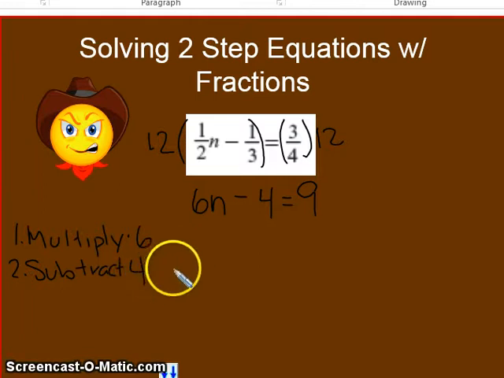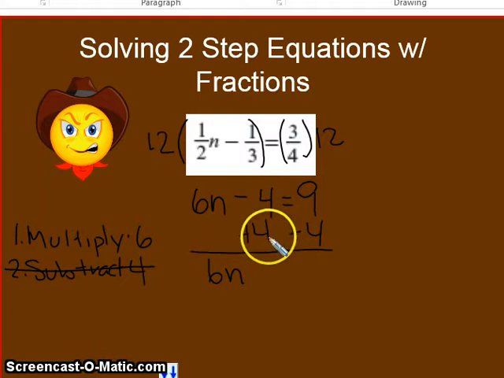So to solve this equation, I'm going to do the opposite operations in the opposite order. The last thing I said I would do would be to subtract 4, so the first thing I'm going to do is the opposite of that. I'm going to add 4, and I have to do that to both sides of my equal sign. I can bring down my 6n. Negative 4 plus 4 is 0, and 9 plus 4 is 13.